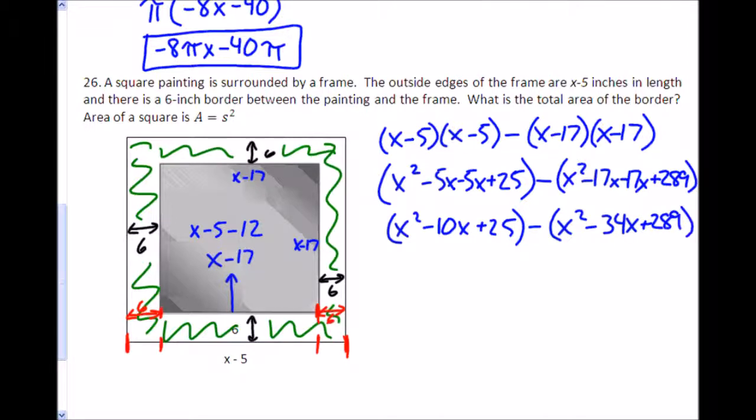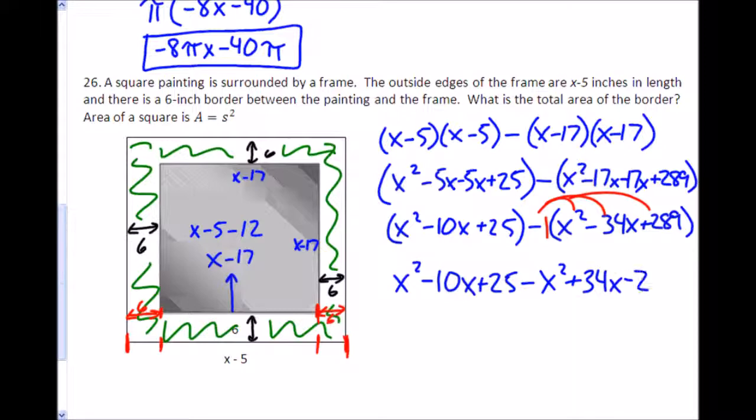And now I want to subtract these, and my recommendation here is to distribute this negative and then combine like terms. If you distribute the negative, everything becomes addition, and that's going to help us avoid some sign errors here. So it's going to be a minus x squared plus 34x. I wrote a 44 like a crazy person. Let me try again. It's 34x minus 289. And now I just have to combine like terms.